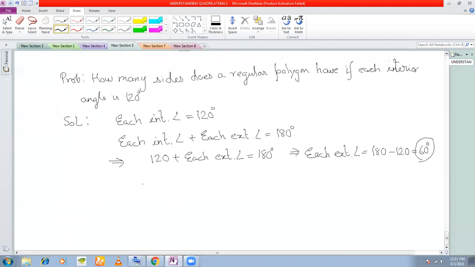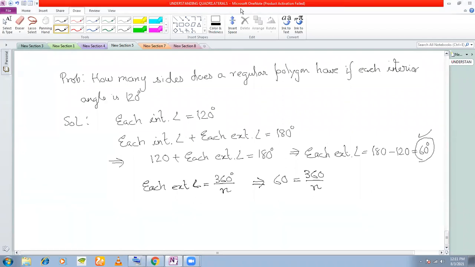From formula 4, we have each exterior angle is equal to 360 degrees divided by n, where n is the number of sides. How much is each exterior angle? 60. So 60 is equal to 360 degrees divided by n, right? Yes, sir.